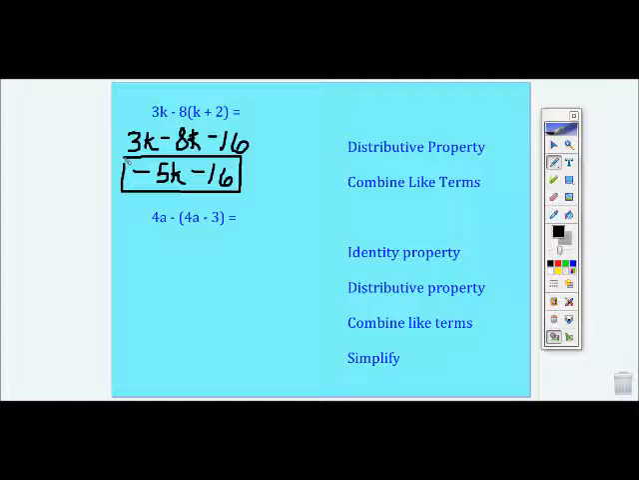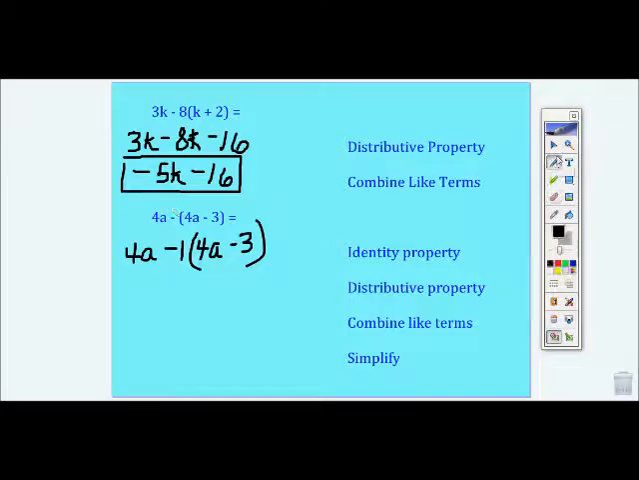Moving on, this time notice that I have parentheses with a quantity in it, but I don't have a coefficient. When that happens, I do have an operational symbol. I have a negative or a subtraction. So I'm going to go ahead and put my implied 1 there. I'm going to rewrite that. So I had 4a minus, and I'm going to put my implied 1 in there.